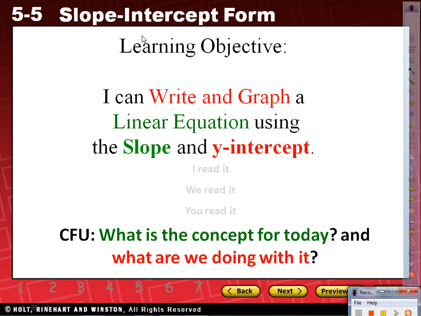Title your notes, slope-intercept form. Our objective for today: I can write and graph a linear equation using the slope and y-intercept. Let's read together. 1, 2, 3. I can write and graph a linear equation using the slope and y-intercept.